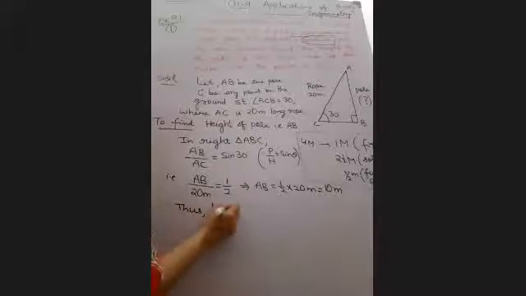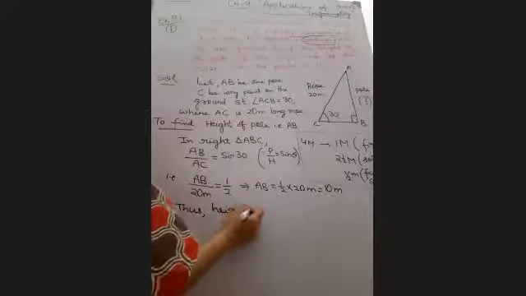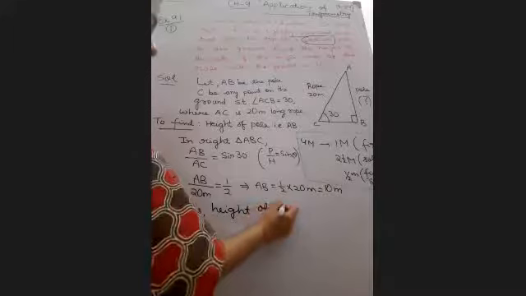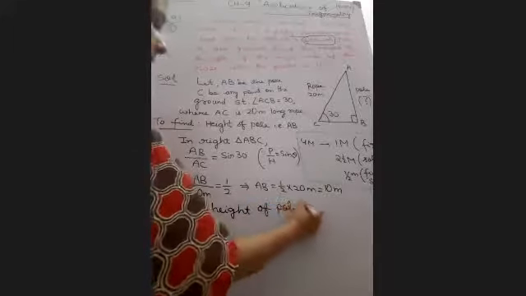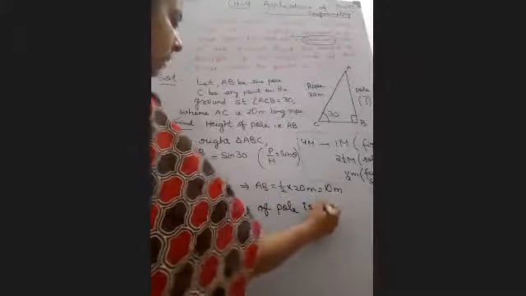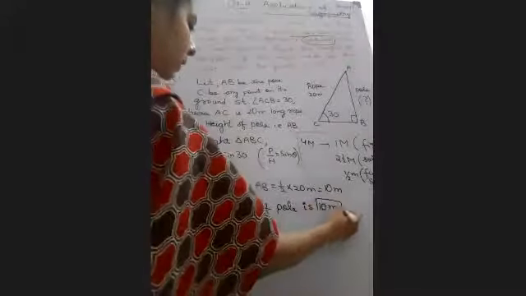So if you are doing your question till here, you are given 3.5 marks. The final statement you have to write: thus, height of pole is 10 meter. Now doing the question till here will fetch you full marks.